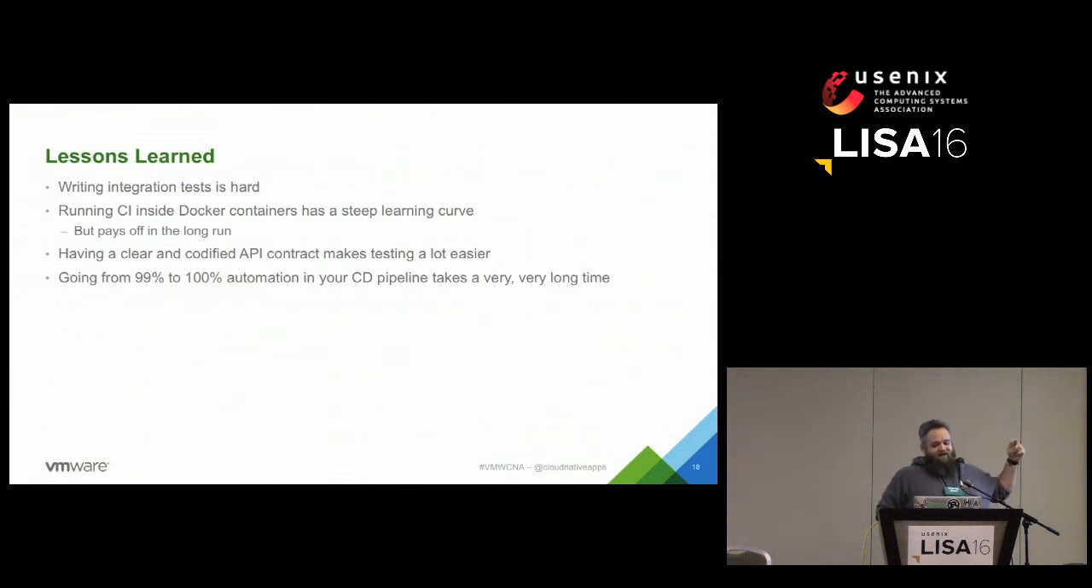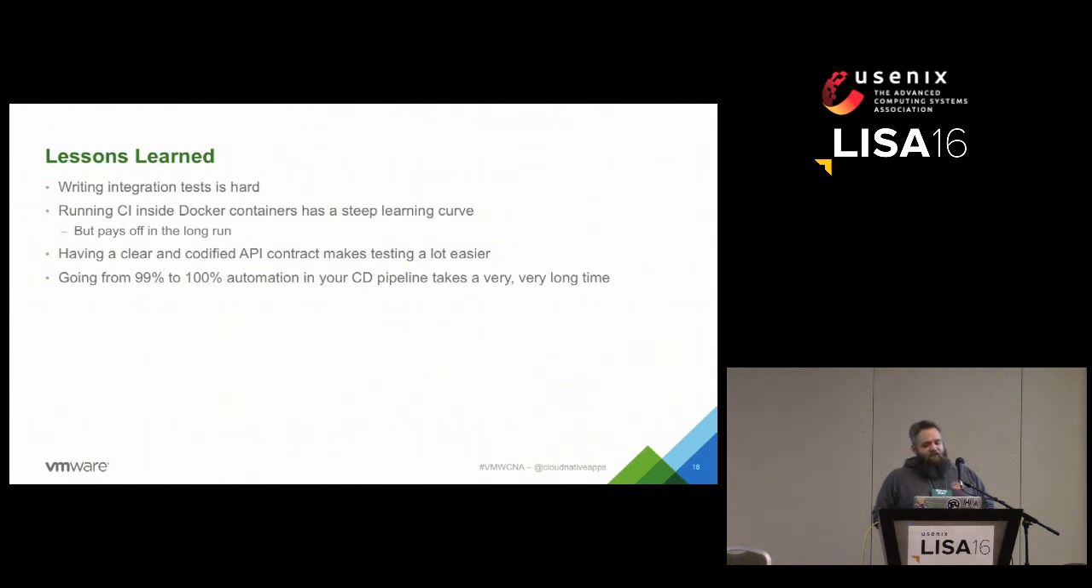Running CI inside Docker containers has a very steep learning curve, but pays off in the long run. Now that we've ironed out all the problems we had in the past, we're in a place where every time new things come on, we know how to deal with them in the CI. Having a clear and codified API contract makes everything much, much easier. Swagger gives a lot of help in this.